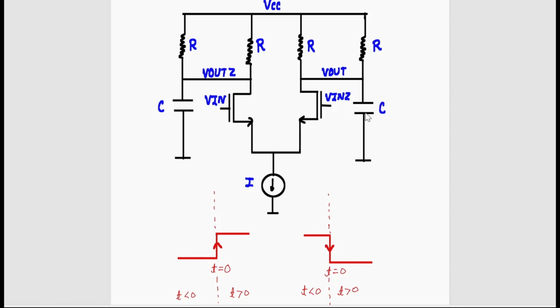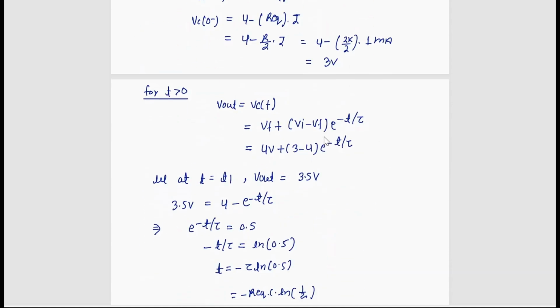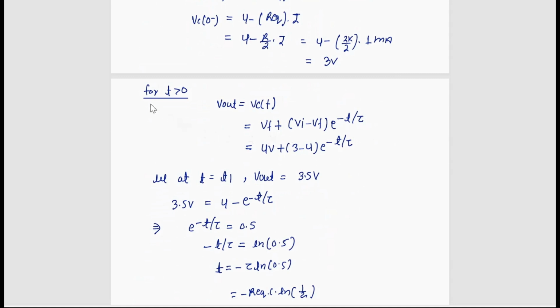Suppose the circuit after some time reaches steady state, then what will be the capacitor voltage? There will be no current here, so the resistance drop is 0. This node is pulled up to the supply voltage. So what will be this voltage? Simply 4 volt, the supply voltage. So at steady state for t greater than 0, the final voltage is 4 volt.